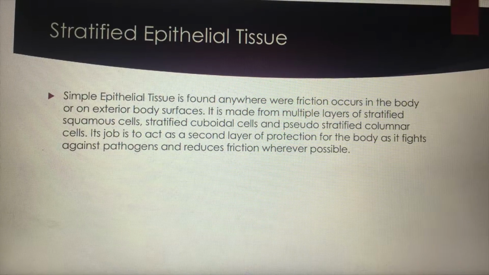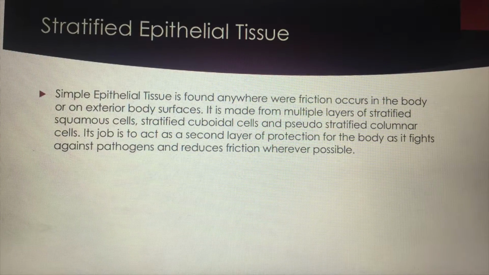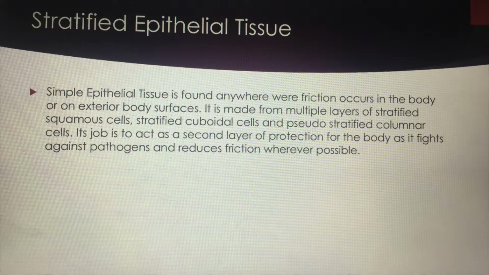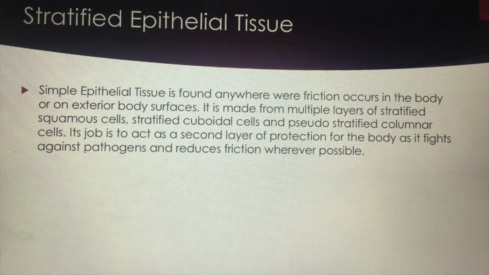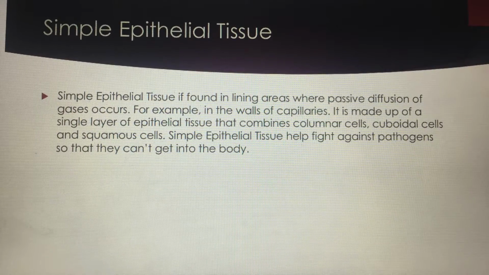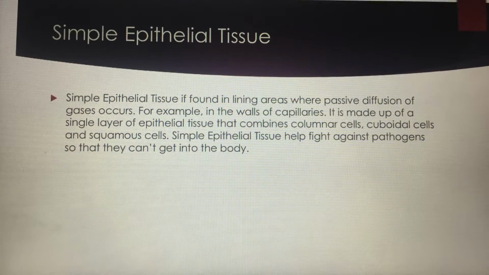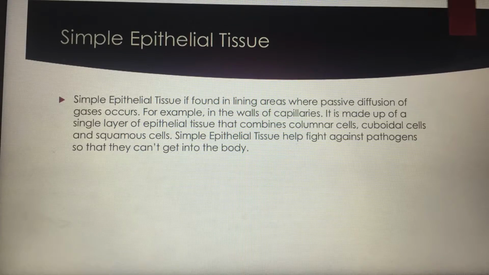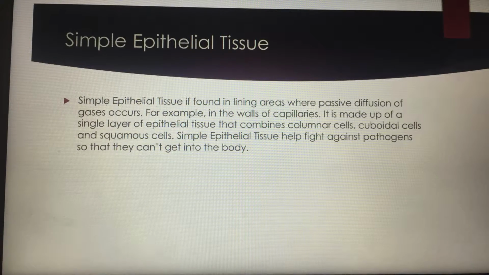Stratified epithelial tissue is found in areas where friction occurs. It is made out of multiple layers and it acts as a second layer of protection. Simple epithelial tissue is found in areas where passive diffusion of gases occur. It is made up of a single layer of epithelial tissue and it helps fight against pathogens.